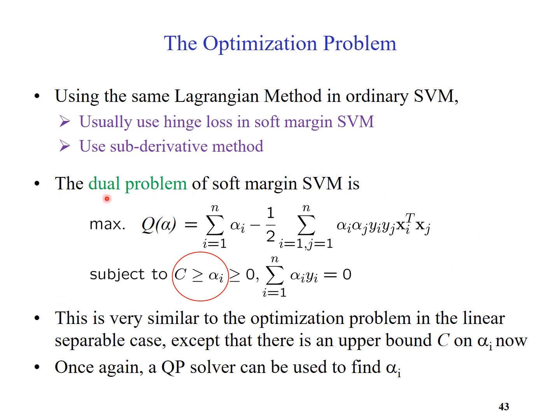As you can see here, the dual problem of soft margin SVM is very similar to the dual problem of linear SVM. The only difference is this part: for every alpha, its value is limited to C. For every alpha, its value is less than or equal to C. That's the only difference between the dual problems of soft margin SVM and linear SVM. We solve this quadratic problem and get the values of alpha, and then we are done.